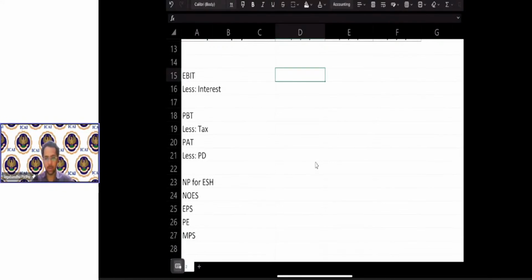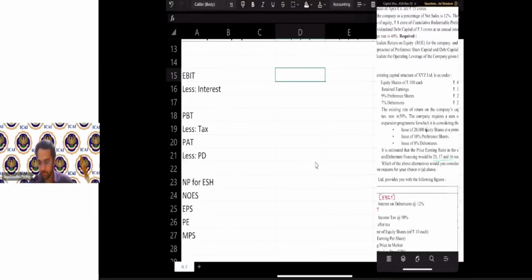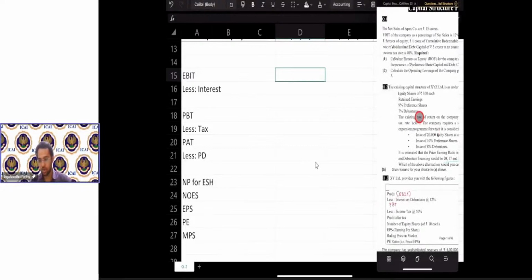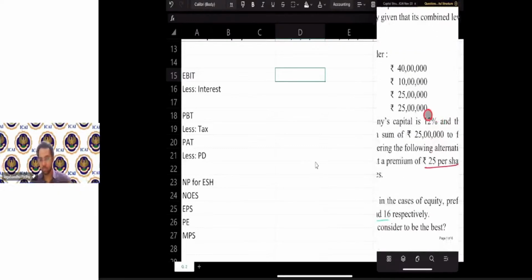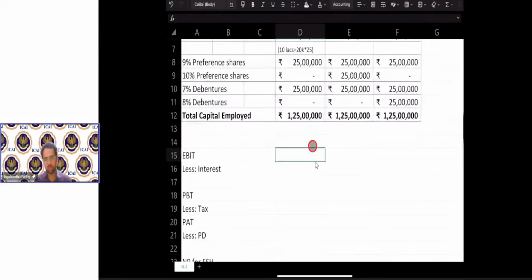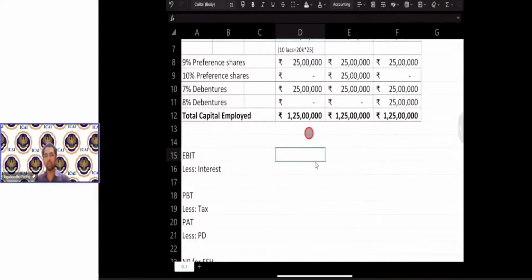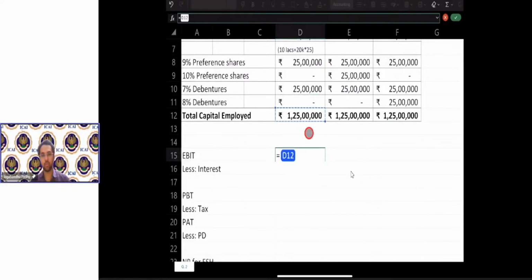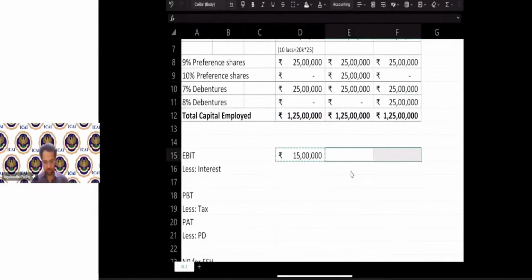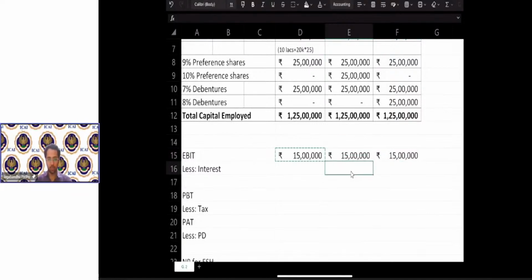Now for EBIT, the question tells us that the existing rate of return on the company's capital is 12%, and the income tax rate is 50%. So whatever investment you make into the business, you actually earn 12% of that. And over here, we have a total capital employed of 1 crore 25 lakh. On that, we are essentially earning 12%, which is 15 lakhs. So EBIT of 15 lakh is going to be the number for all the three cases.